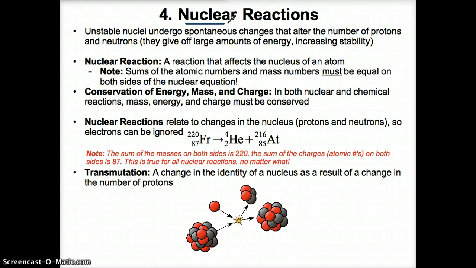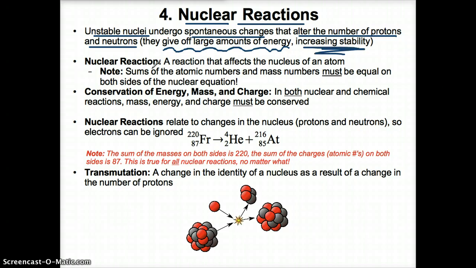Next, let's go over nuclear reactions. Nuclear reactions involve unstable nuclei undergoing spontaneous changes on their own that alter the number of protons and the number of neutrons, since we know there's nuclear chemistry. And as a result, they will give off large amounts of energy in the process, therefore increasing their stability, because we know that as you release energy, you become more stable.